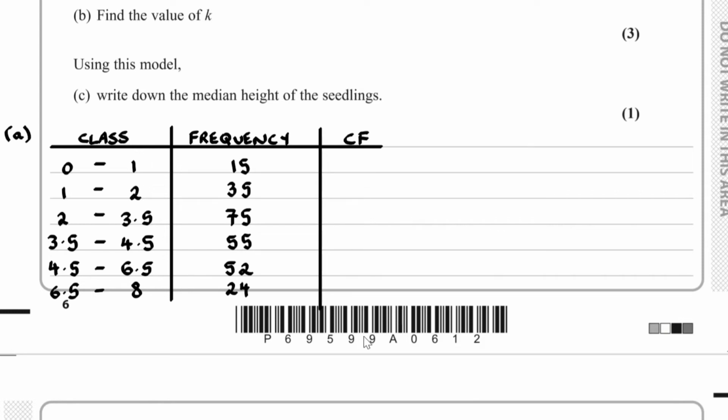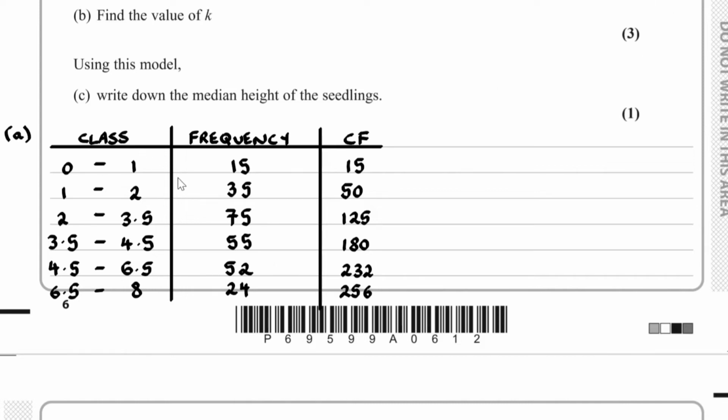We are now in a position to find the cumulative frequency. We start off with the 15. 15 plus 35 is 50. 50 plus 75 is 125. 125 plus 55 is 180. 180 plus 52 is 232. 232 plus 24, that's 256.